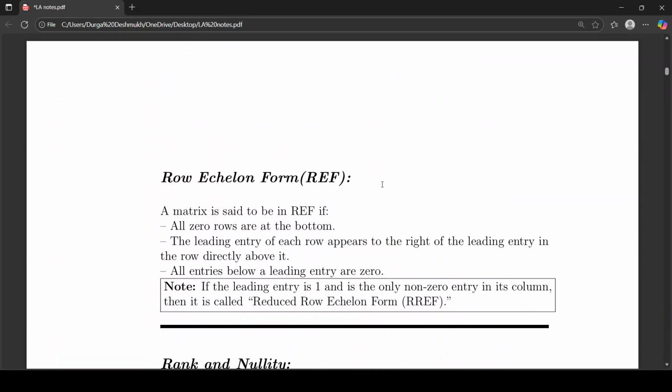Moving further, row echelon form. It is a structure of a matrix which can be obtained using row transformations. A matrix is said to be in row echelon form if all zero rows are at the bottom, the leading entry of each row appears to the right of the leading entry in the row directly above it, and all entries below the leading entry are 0. If all the leading entries are 1 and each one is the only non-zero entry in its column, then it is called the reduced row echelon form.